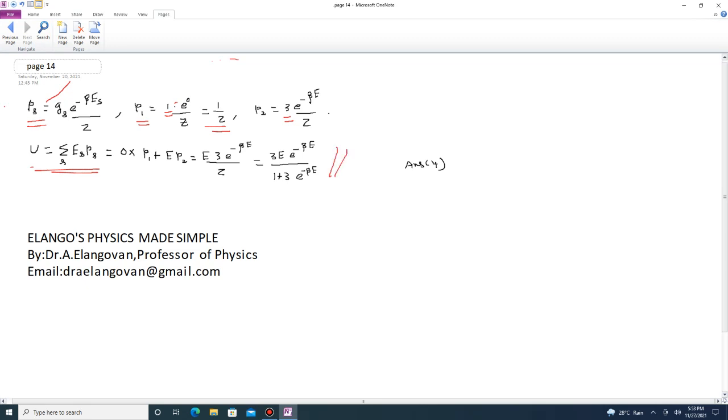So far we have discussed many different types of problems which were previously asked in your NET and GATE examinations. So this is the way you can calculate the internal energy of the system if the system is a canonical ensemble.